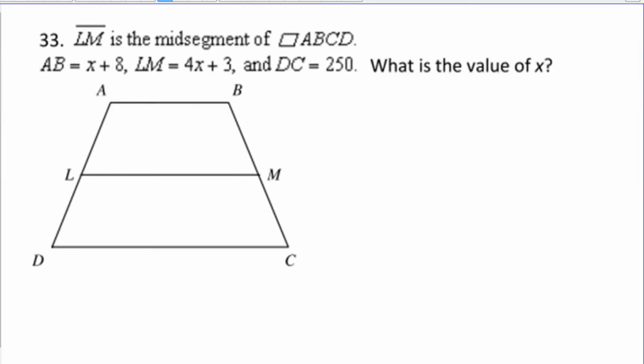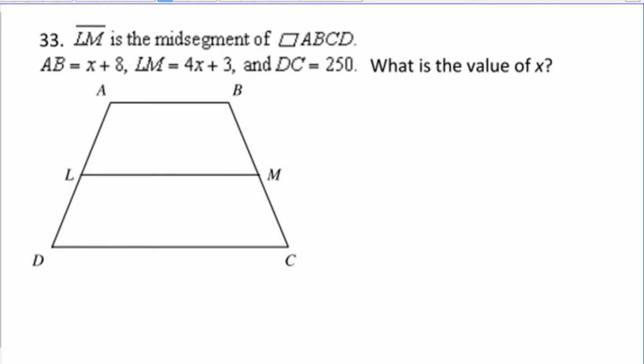Problem number 33. So this is saying that LM is a midsegment of this quadrilateral ABCD. And so here's what we know about midsegments. In this case, this is probably a trapezoid. Okay, midsegments are always the average of the bases of a trapezoid.